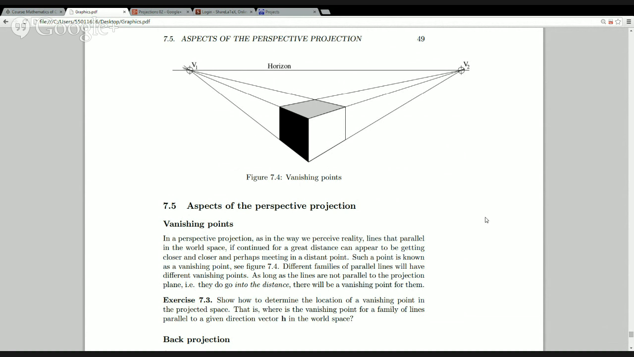So there'll be one p for the bottom edge of the white face, there'll be one p for the top edge of the white face, and so on. Different p's refer to different lines, but if you keep the same direction vector h, all these lines will be parallel in the world.